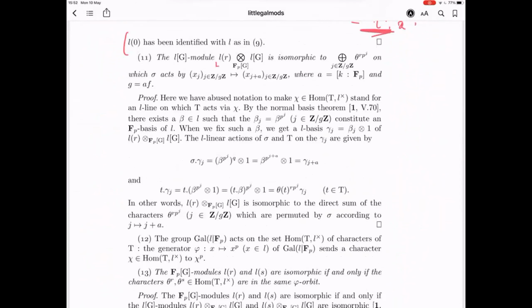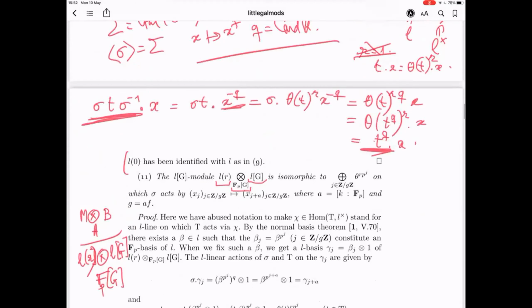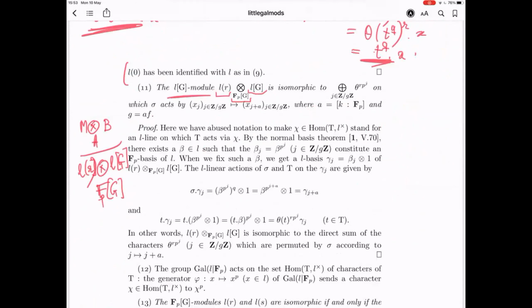So now I have this LR, it's an FpG module. Okay, it is a KG module, so I can always think of it as an FpG module, right? And then this LG is an FpG algebra. So if you have a module over a ring A, and B is an A algebra, then of course you get a module over the ring B by just taking the tensor product. And that is what is happening here. LR is being viewed as an FpG module, and this LG is being viewed as an FpG algebra. So I can get an LG module, and the point is that this is isomorphic to this.